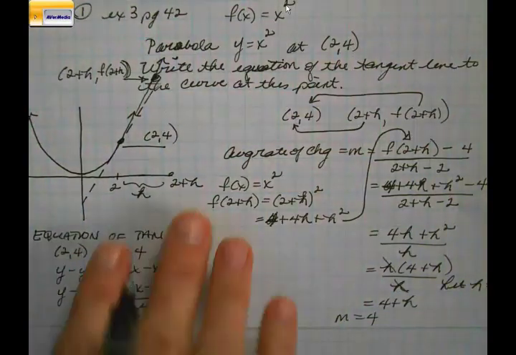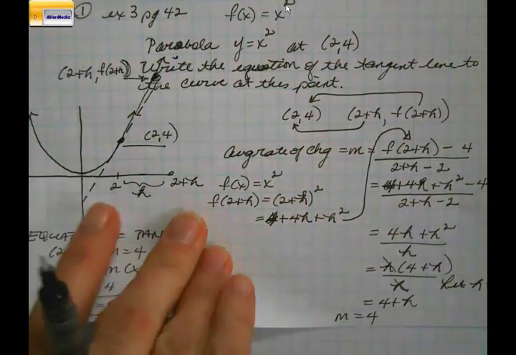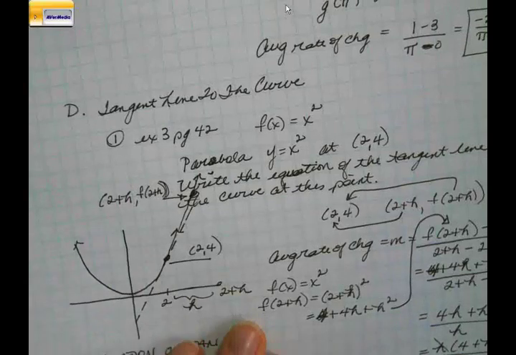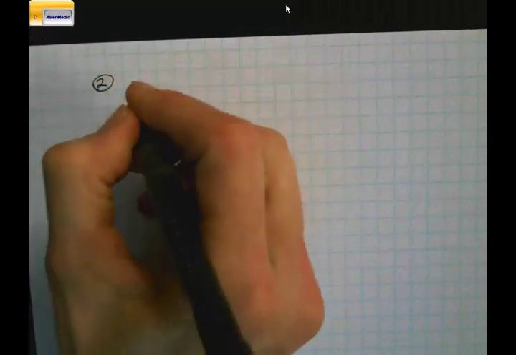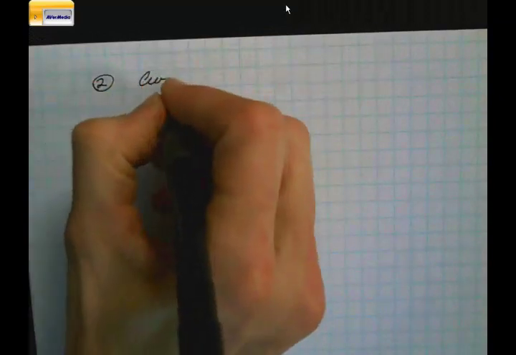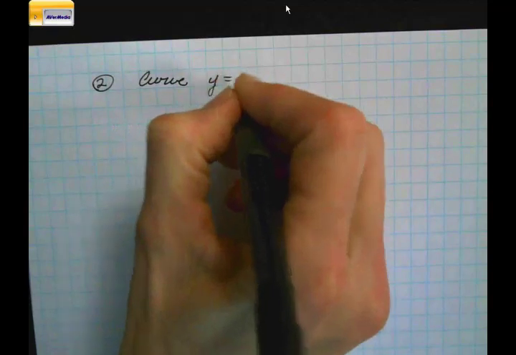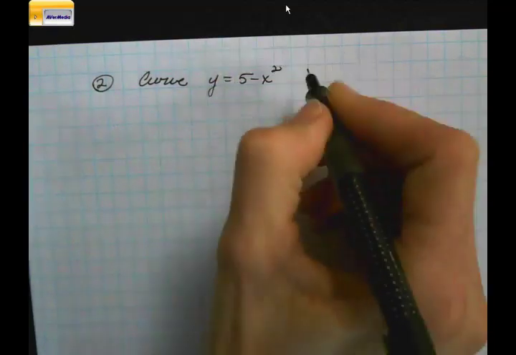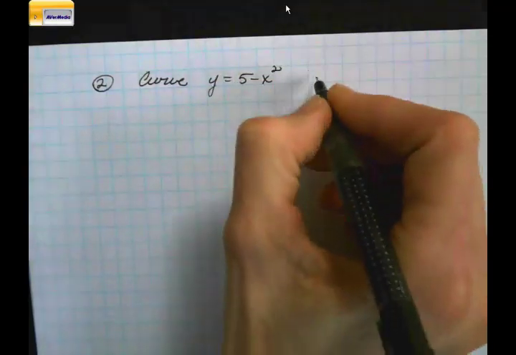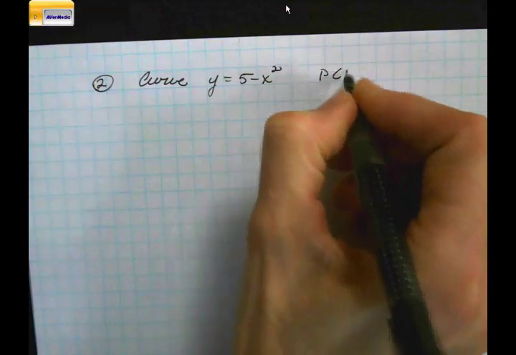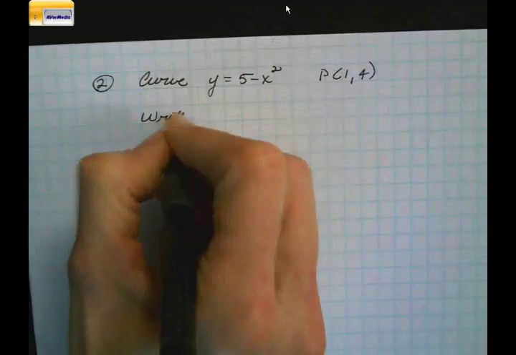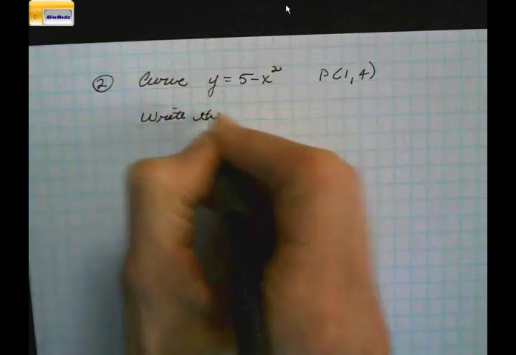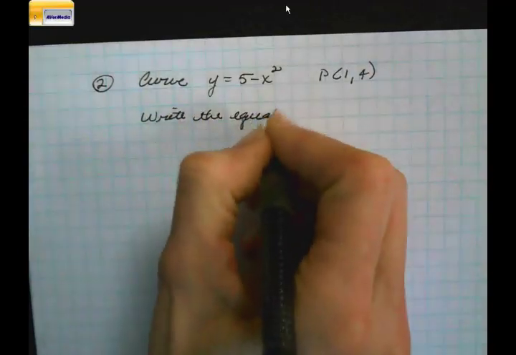y minus y1 equals m times x minus x1. So I get y minus 4 equaling a slope of 4 times x minus 2, or y equals 4x minus 8 plus 4, or 4x minus 4. There is the grand answer to the question. That is the equation of the tangent line to the curve, the tangent line to the parabola at the point (2, 4).